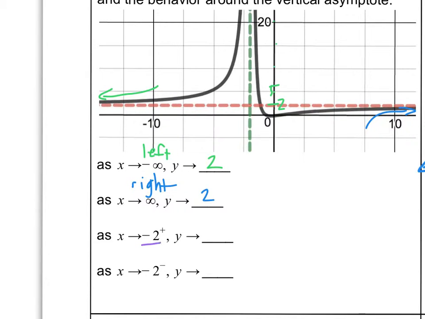All right, as x approaches negative 2 from the right, so I'm talking about this asymptote now. As I go here from the right, we're going up. And if we're going up, this is positive infinity. And then finally, as x approaches negative 2 from the left, that negative means from the left side. Start on the left, and I approach the asymptote, we're going up. This is going to be a positive infinity as well.